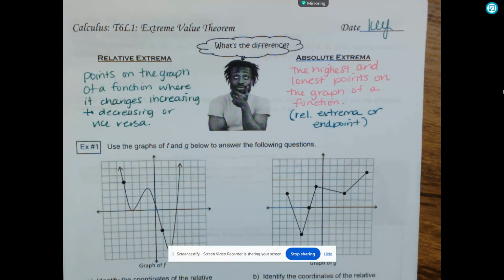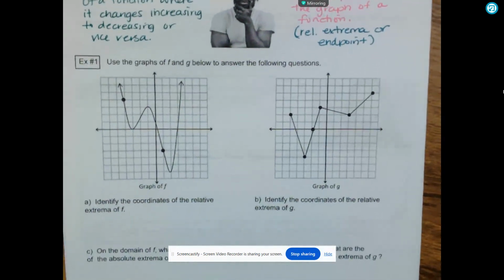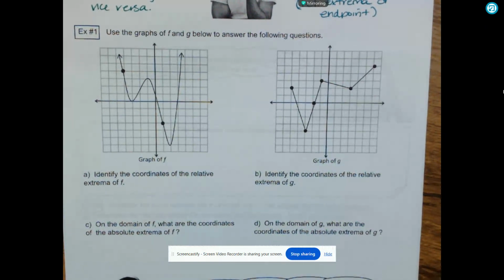All right, so example number 1. The graphs of f and g are below. Use those to answer the following questions. A asks us to identify the coordinates of the relative extrema of f. Let's look first at our minimums. Where do we think we have relative minimums on f? Anywhere where it changes from increasing to decreasing or decreasing to increasing, for mins and maxes.